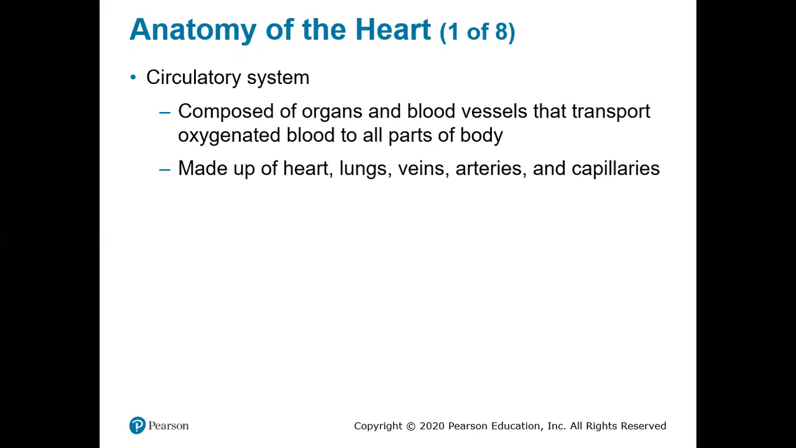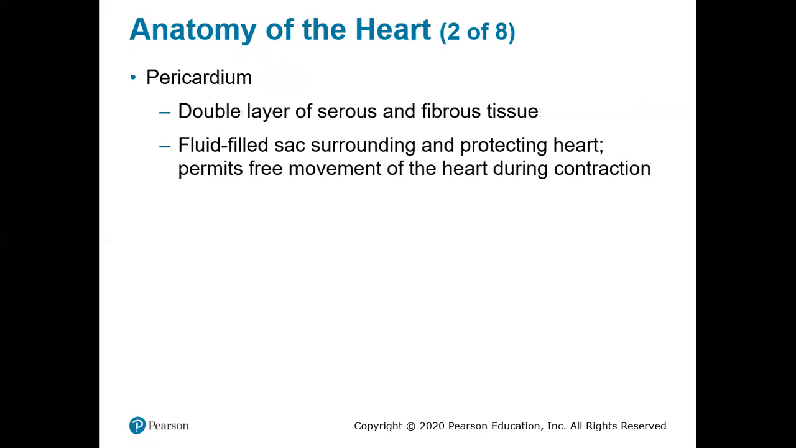So the circulatory system is composed of organs and blood vessels that transport oxygenated blood to all parts of the body. It's made up of the heart, lungs, veins, arteries, and capillaries. Pericardium is the double layer of serous and fibrous tissue, a fluid-filled sac surrounding and protecting the heart, permitting free movement of the heart during contraction.